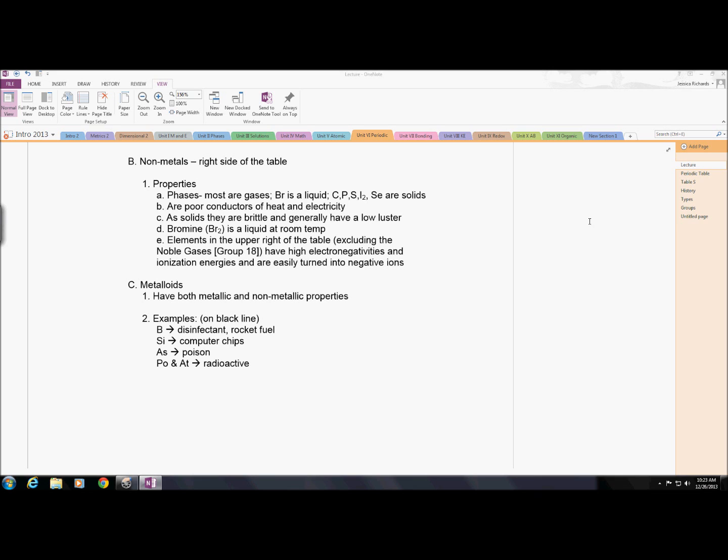Bromine is the only liquid. So there's only two liquids at room temperature on your entire periodic table. Mercury is the liquid metal. Bromine is the liquid nonmetal. Make sure you memorize both of those two. The rest of the nonmetals are solids.